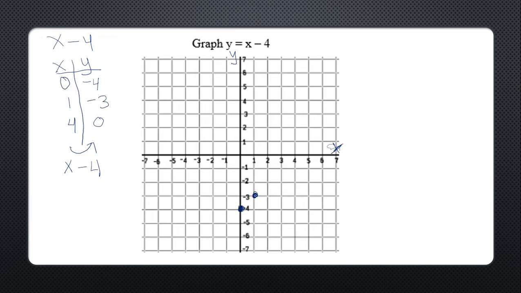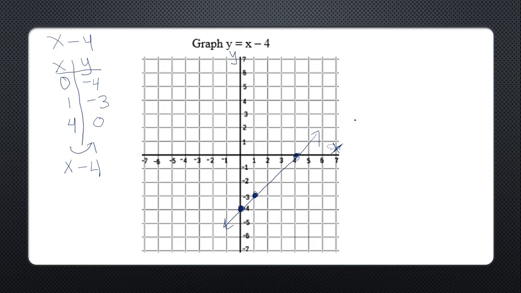I like to do 3 points because then I can see if they're going to connect and make a line. Then I'm going to do 4 for x and 0 for y. All right. Sorry, it's messy, but it is hard for me to use this pen, but you get the idea. Then I can connect my points. All right, and there's my line.